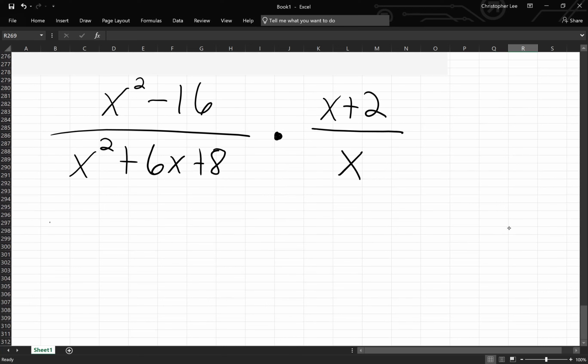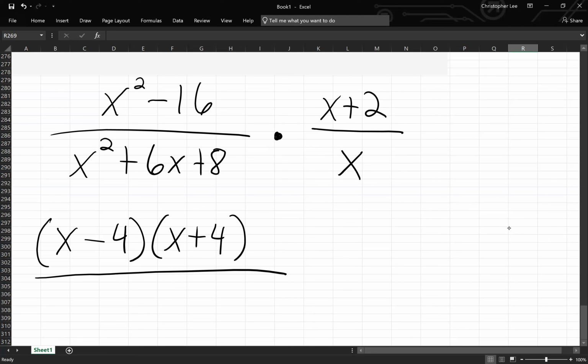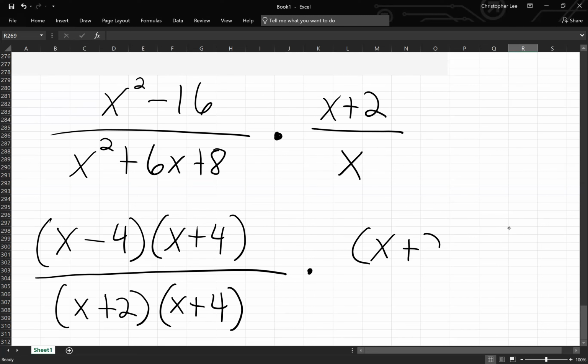What's the top? X plus 4, very good. What about the bottom? What's that gonna be? Plus what? X plus 2, very good. And what else? Very good. Well done. Times. And yes, the one on your test is gonna be that easy. X plus 2 over x, yep.